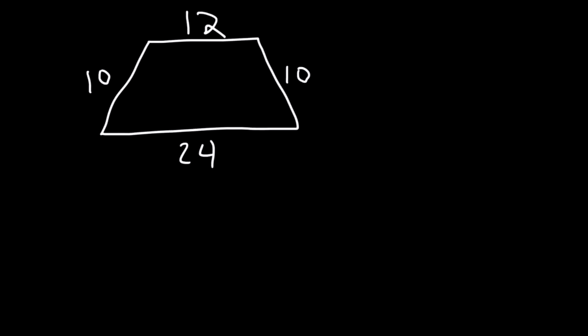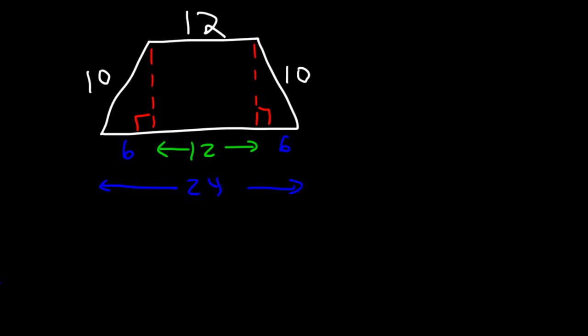In order for us to do that, we need to break it up into parts. So we need to make two right triangles. Now keep in mind, this entire length is 24, which means that this is 12. So this section has to be 6, and that has to be 6, so that it adds up to 24. So now we can find the height of the right triangle.